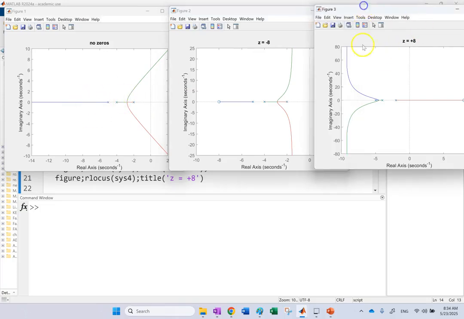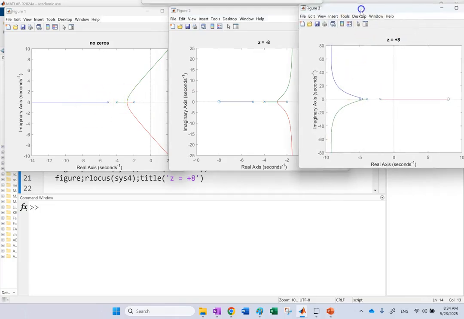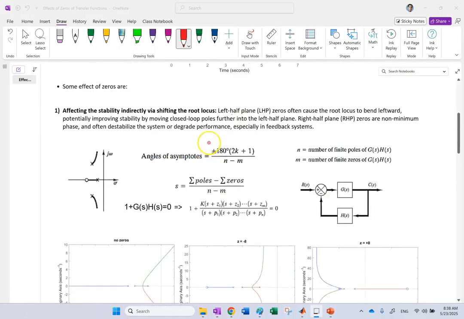But if I add it at +8, look what happens. This branch completely ends up, a big portion of it on the right-hand side, because the zero is here, as I explained to you. And clearly you see that this is less stable than that. This is more stable than that. So this shift of the root locus is something that is important, and you can understand it here. Okay, so we have seen the effect on root locus.